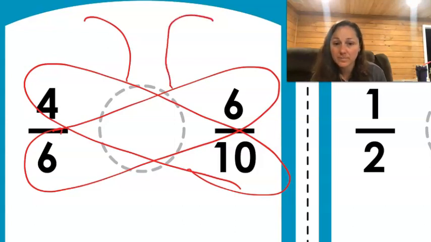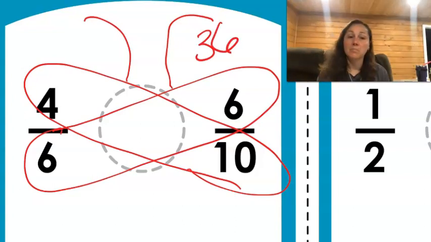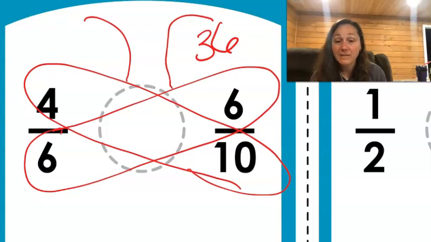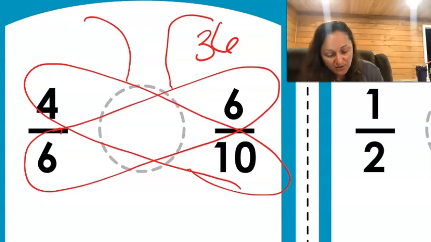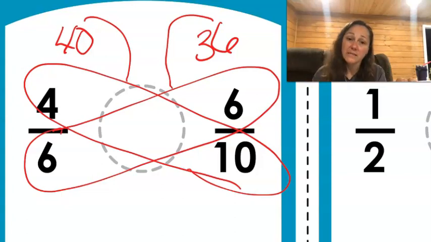Are you ready? 6 times 6. Oh, that's an easy rhyme. 6 times 6, 36. Lollipop licks. So I'm going to put 36. Now I'm going to bottoms up. 10 times 4. 10 times 4 is 40. Which number is bigger? 40 or 36? That's an easy peasy one. I'm going to go this way.